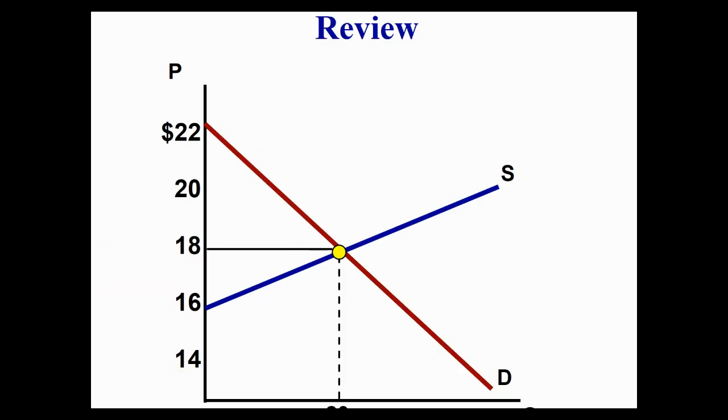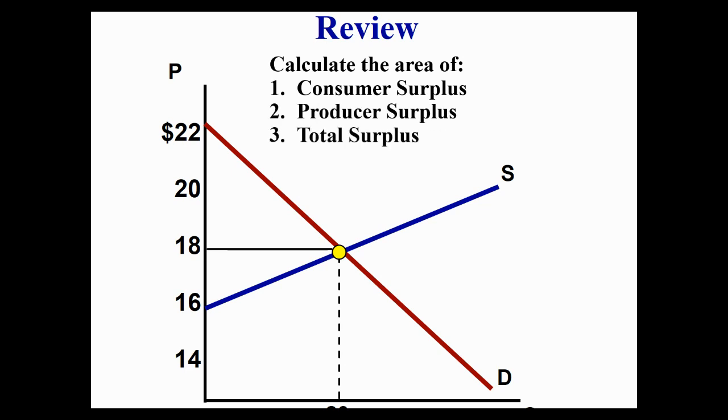So let us review here. If we take a look at here and we calculate consumer, producer, and total surplus, once again, if we do the math here, there is consumer surplus, right? Our willingness and ability to buy minus the market price. So 22 minus 18, right? Which is 4. 4 times 20 is 80 times 1/2, right? That's consumer surplus. There's our producer surplus.